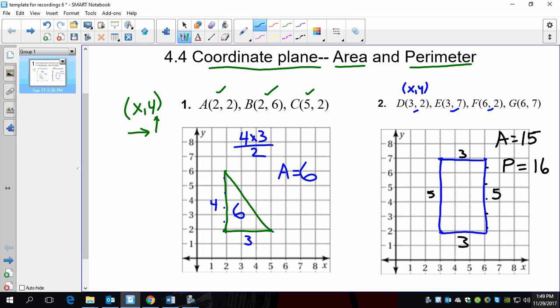And we worked on 4.4, the coordinate plane. And again, we're talking about area and perimeter.